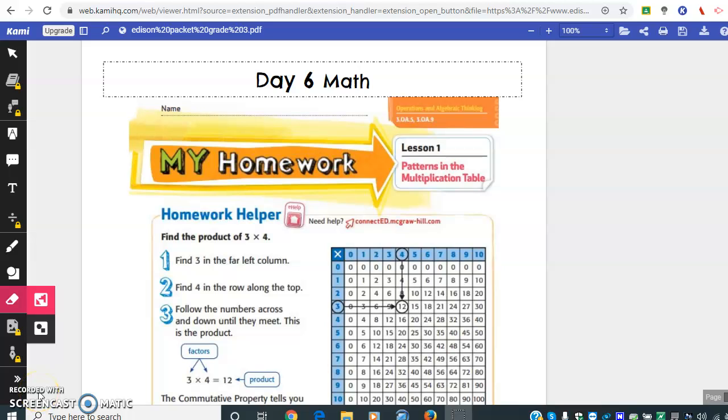All right, everybody, we're on day six math, and this is a review of the multiplication unit that we have been doing. We started at the beginning of the school year. The first thing that we're going to talk about is this multiplication table and the patterns that we might see on that table.